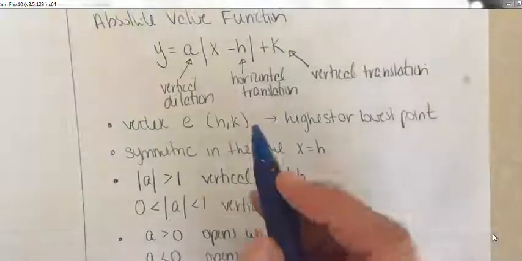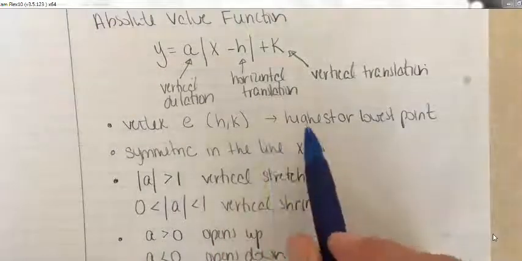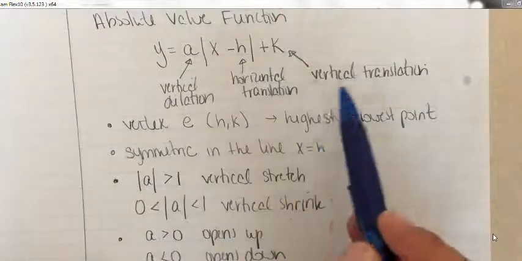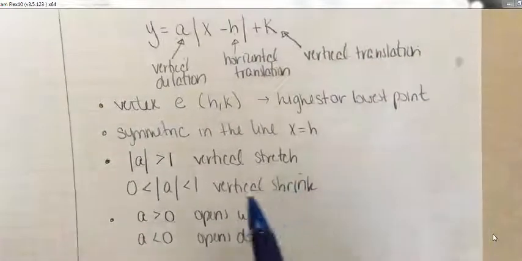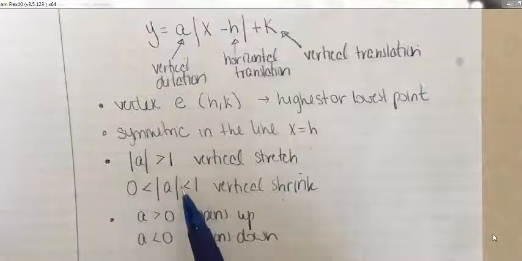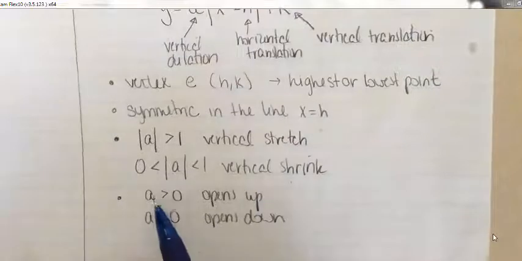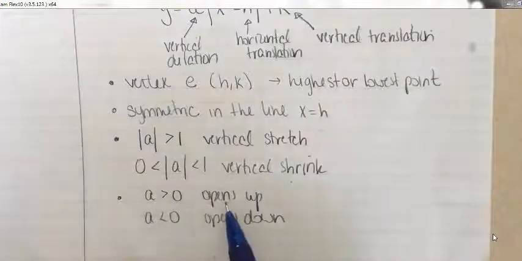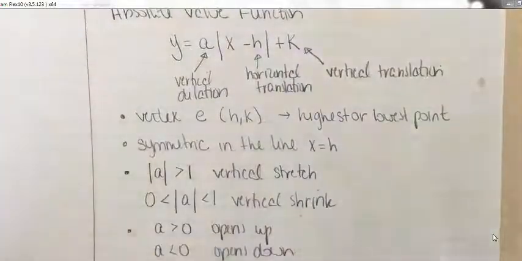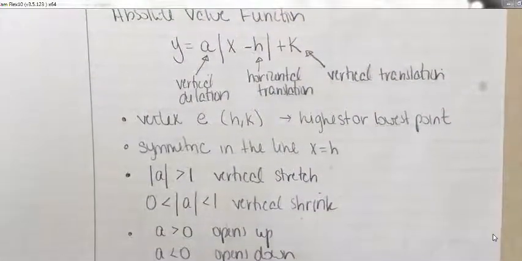We're going to do so many different functions, okay? And basically everything I just talked about here, about h and k being your shifts, your horizontal translation and vertical translation, about the absolute value of a telling you whether it's stretching vertically or shrinking vertically, about the sign of a telling you whether it opens up or opens down. That's all going to be transferred to every single function that we talk about.